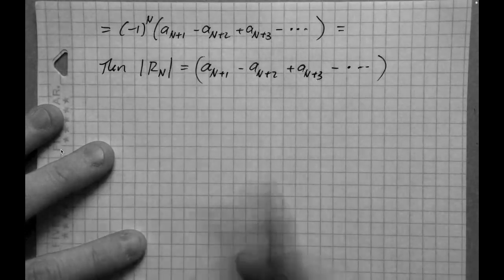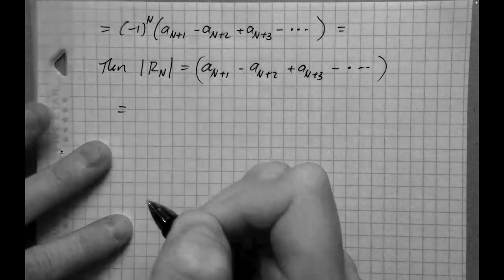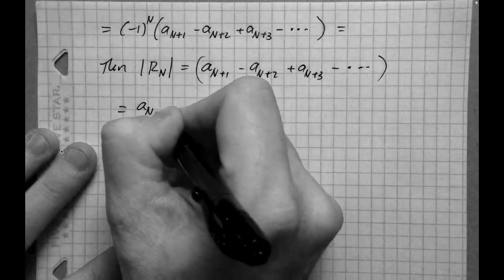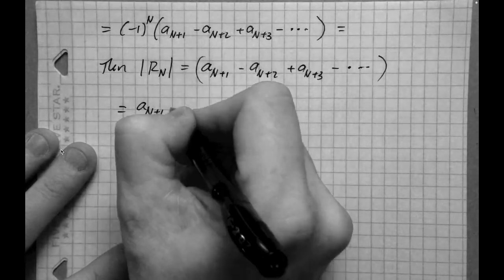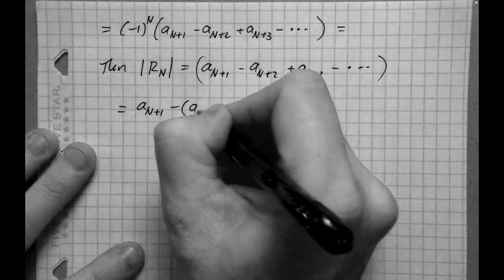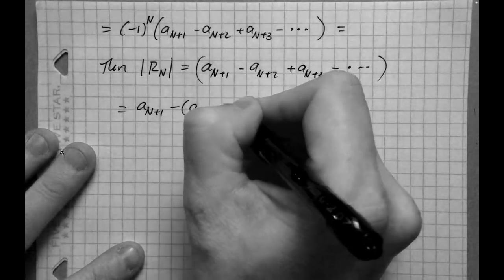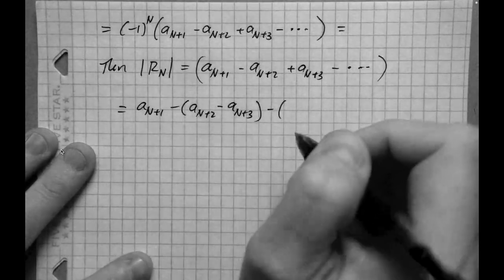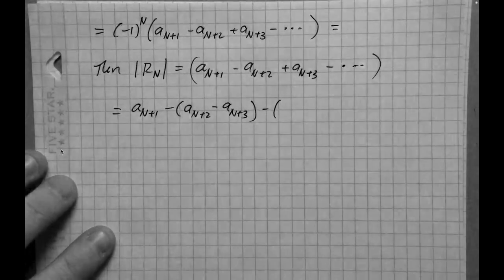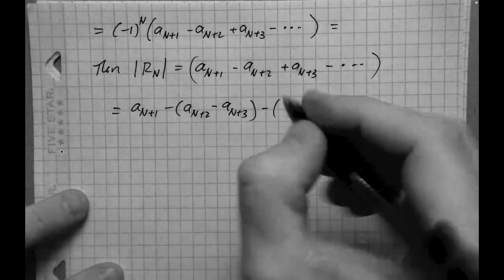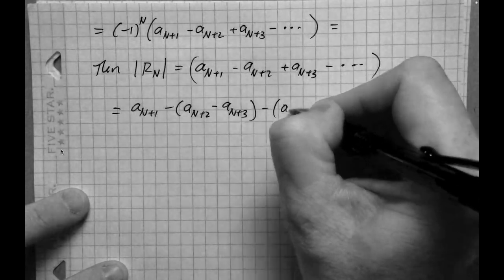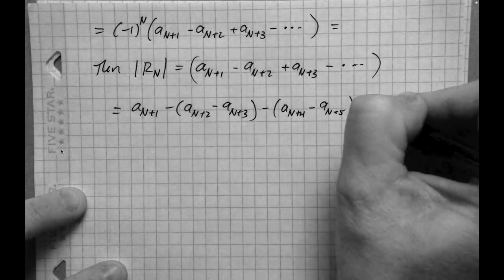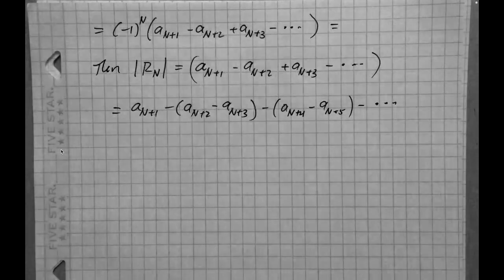And with this, we can do our little rearrangement trick. So let's write this as a sub n plus 1 minus a sub n plus 2 minus a sub n plus 3, right? And you'll see here that we're just basically successively factoring out negatives, so that we can write it in this form, and so on.